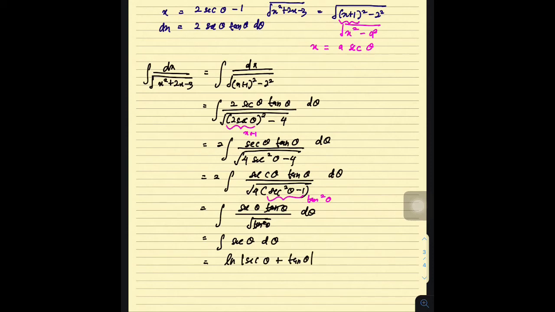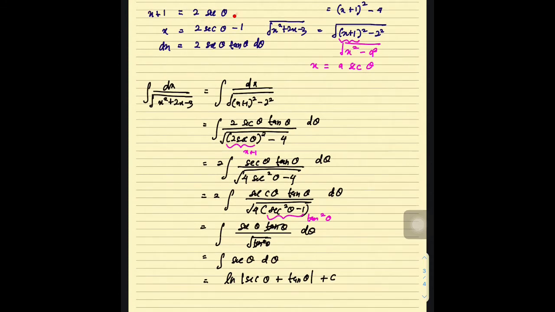You will get ln of secant theta plus tangent theta, plus c. Please remember that our original variable is x, so you need to change everything in terms of x. From here, x plus 1 is equivalent to 2 secant theta, therefore secant theta is equivalent to x plus 1 over 2. So 1 over cos theta is equivalent to x plus 1 over 2. Therefore, cos theta is equivalent to 2 over x plus 1.